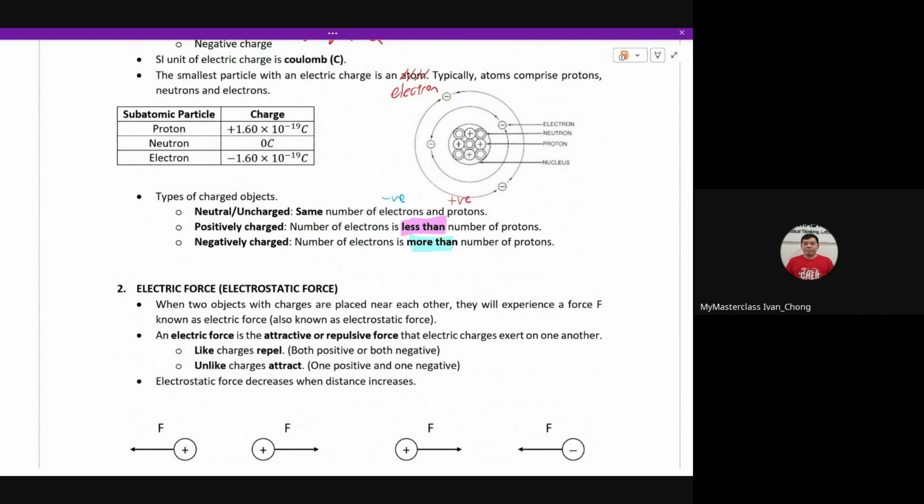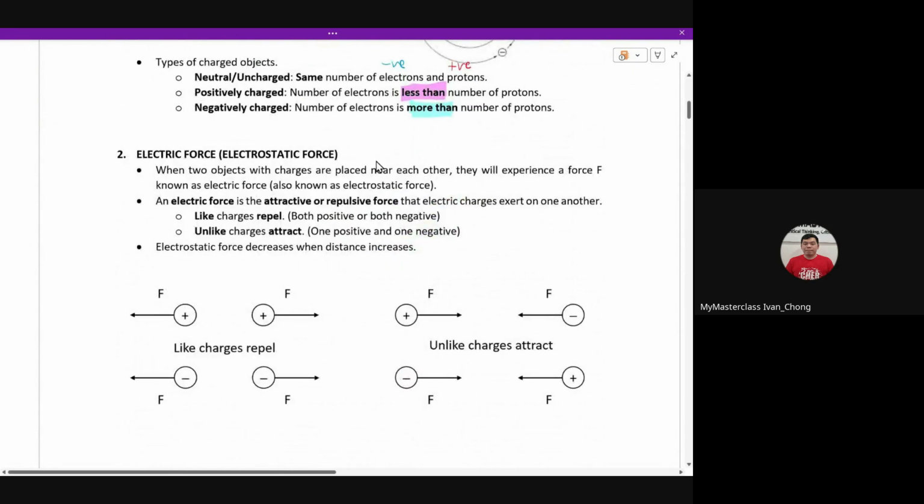Okay, and if you notice, I put my electrons on the left-hand side. Every time we phrase it, it's the number of electrons that is more or less than your protons. It is there for a certain reason. Okay, so before we move on to that part about all your charge itself, we need to identify your force.